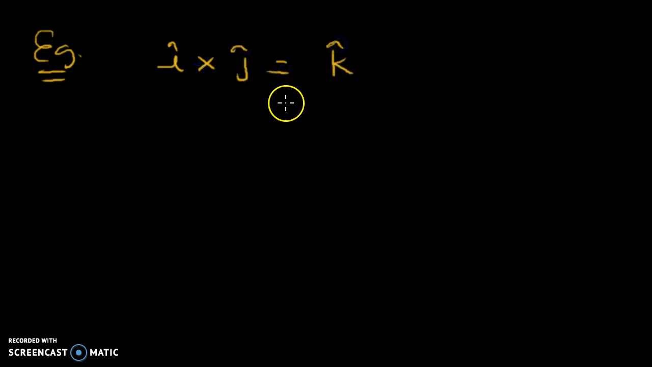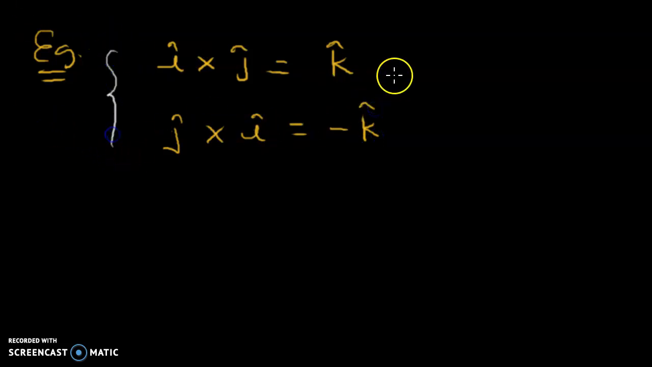So let's talk about the rule which you need to actually determine the direction. So what is the rule? Say for example, I say i cap cross j cap, it would give you k cap, magnitude is 1, but j cap cross i cap gives you negative k cap. So this is the difference here. Okay, I'll elaborate it further.